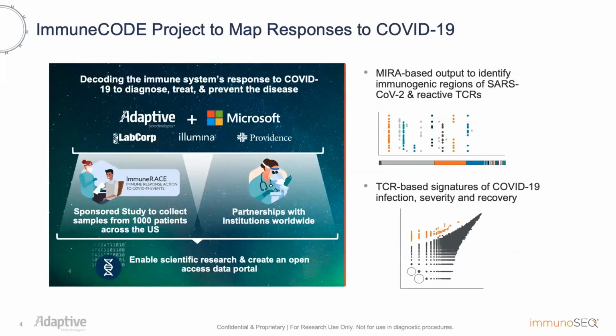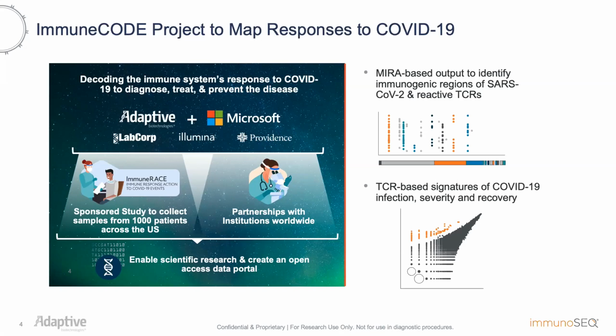But what we want to talk about today is our ImmuneCODE project to map responses to COVID-19. The data within this ImmuneCODE database is both sequence level information and repertoire level information. The sequence level information is over 135,000 antigen-specific T-cell receptors that respond to SARS-CoV-2. This was done with our MIRA platform, which is a multiplex system for identifying antigen specificity.